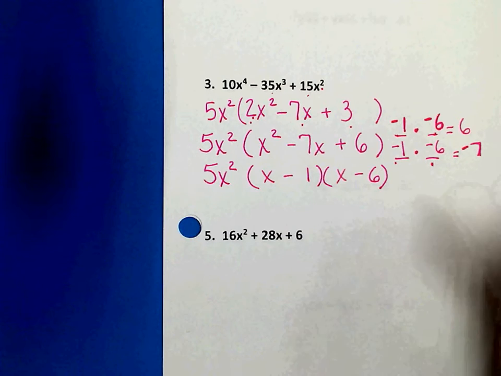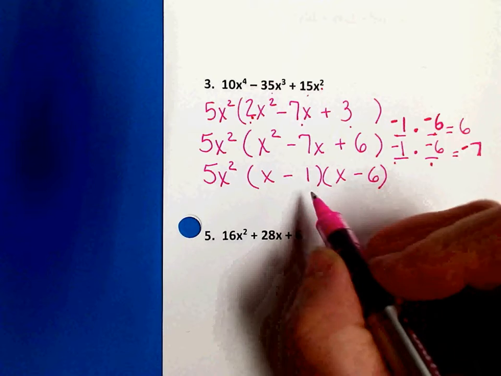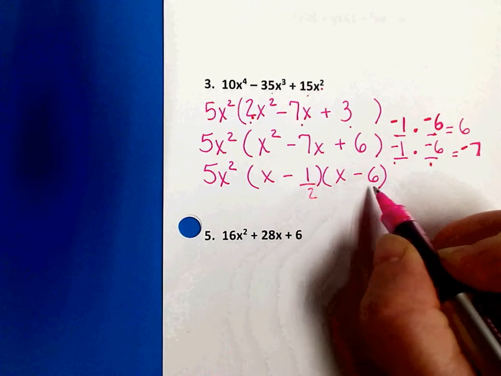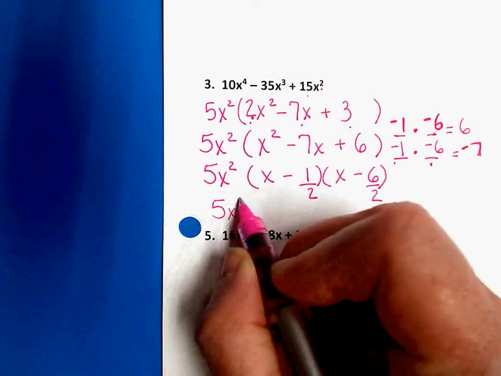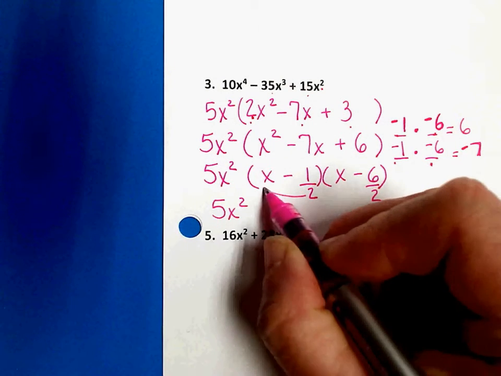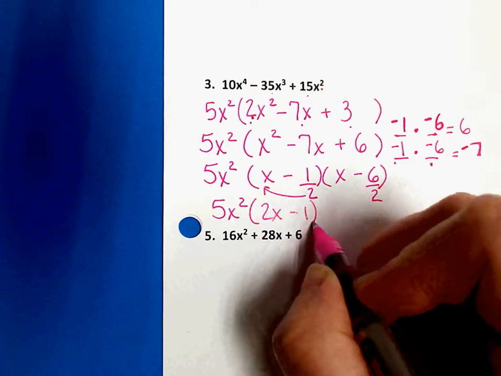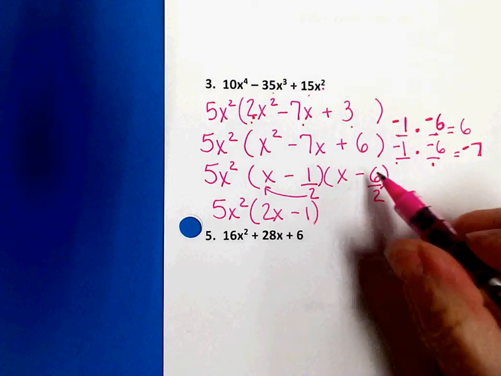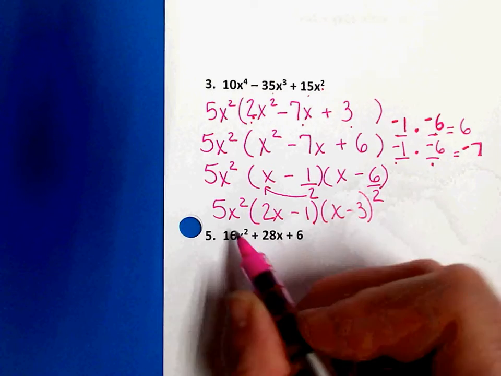Now I just need to put my bottom number of 2 back. So I'm going to put the 2 under the 1 and the 2 under the 6. And then I'm going to see if they reduce. 1 over 2 does not reduce to a whole number, so I will put the 2 up top, and this part becomes 2x minus 1. 6 over 2 is the same thing as 3, and this is my answer.